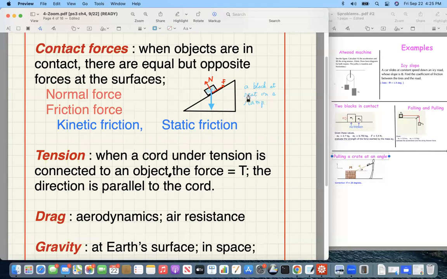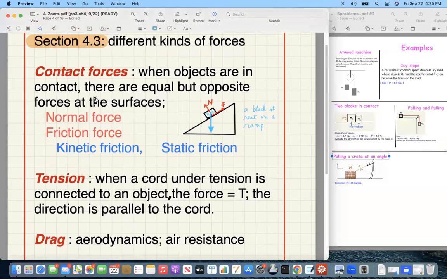And if the block is at rest, the sum total of those three forces is zero, because if there's a net force, there's an acceleration. But if an object is just sitting there at rest, not moving, the acceleration is zero. So the net force has to be zero. None of these forces would be zero, but the net force would be zero. The net force is just the sum of the three forces. Three arrows.